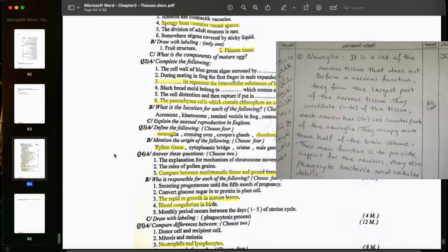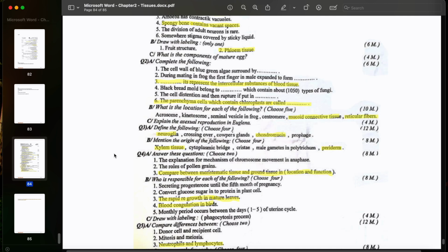So we're just going to say that they're cells of the nervous tissue, and they do not perform a nervous function, and they form the largest part of the nervous tissue, and the ratio between the neuroglial cells and the neurons is about 1 to 50. So each neuron has 50 neuroglial counterparts, and they occupy more than half the brain volume, and their main function is to provide support for the neurons, and they also phagocytize bacteria and cellular debris.